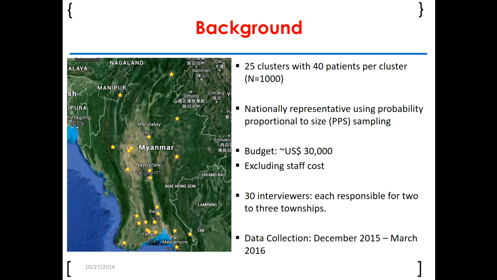So this is the background of the survey. We started the survey with 25 clusters with 40 patients per cluster, nationally representative using PPS sampling, with the budget supported by the WHO, and we used 30 interviewers. Each interviewer is responsible for 2 to 3 townships, and data collection ran from December 2015 to March 2016.